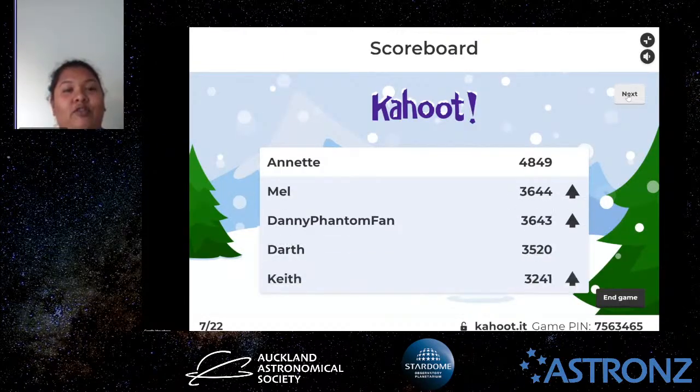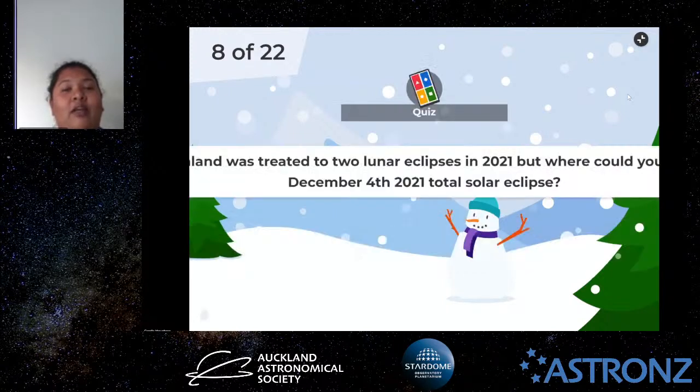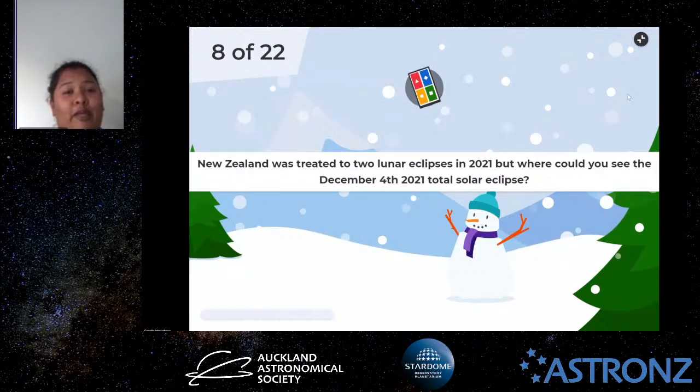Let's see how we're doing on the scoreboard. Annette's still doing pretty well. Good job, Annette. Mel and Danny Phantom Fan are sitting there in the second and third place. Let's move on and see how we're going. Question 8 out of 22. Now, this one is worth double the points.